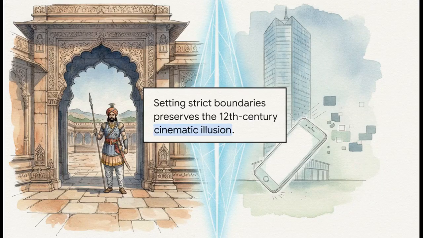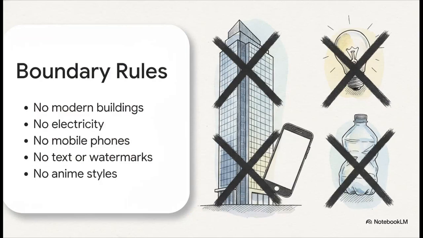Now, creating this masterpiece in an AI engine isn't just about telling the system what you want to see. Actually, to make this 12th century illusion work seamlessly and not break the viewer's immersion, the AI needs strict boundaries. And that brings us to a crucial element of the source material, the negative prompts. These boundary rules are absolutely essential.